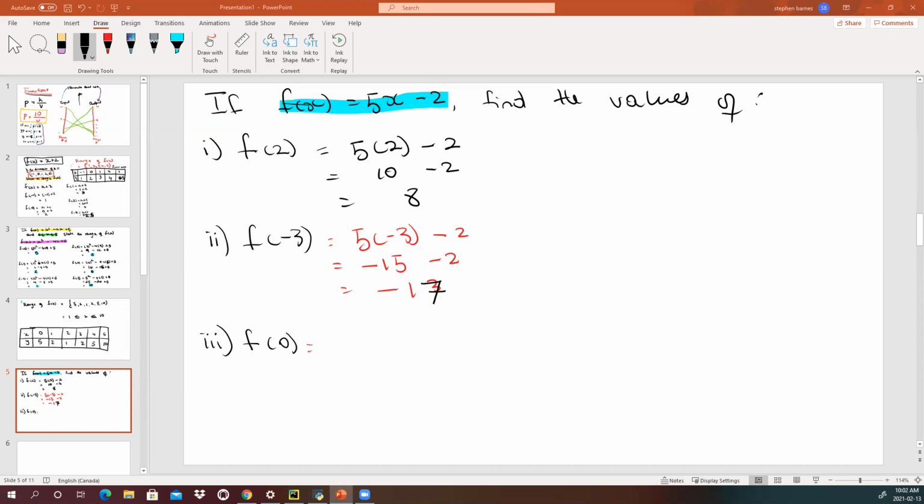All right. So f of 0. We're putting 0 into the function now. 5 times 0 is 0, minus 2. So our answer would be minus 2. Everybody get that one? Yes, miss. Comfortable? All right, one last one like this, and then we move on.